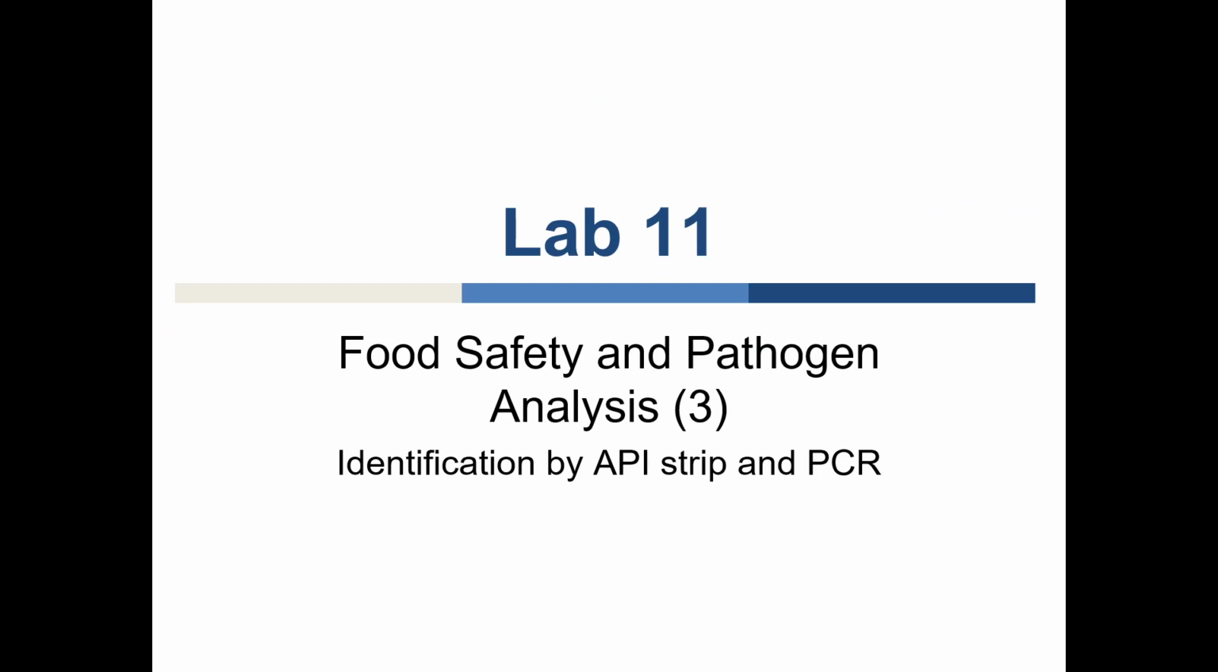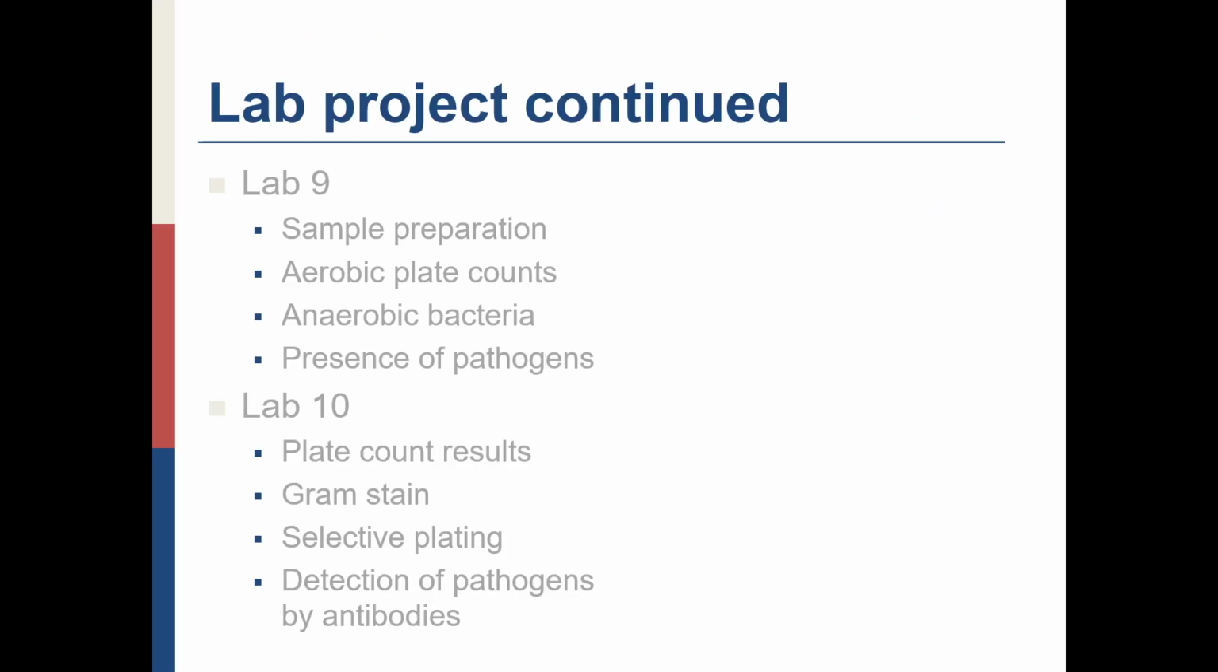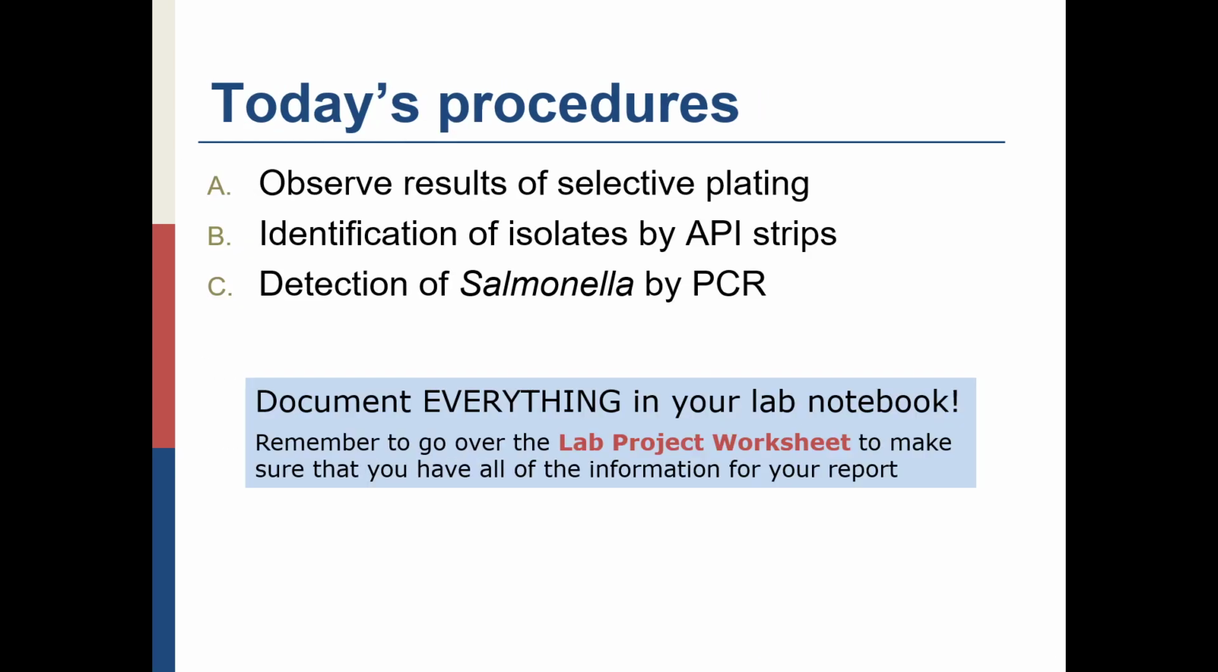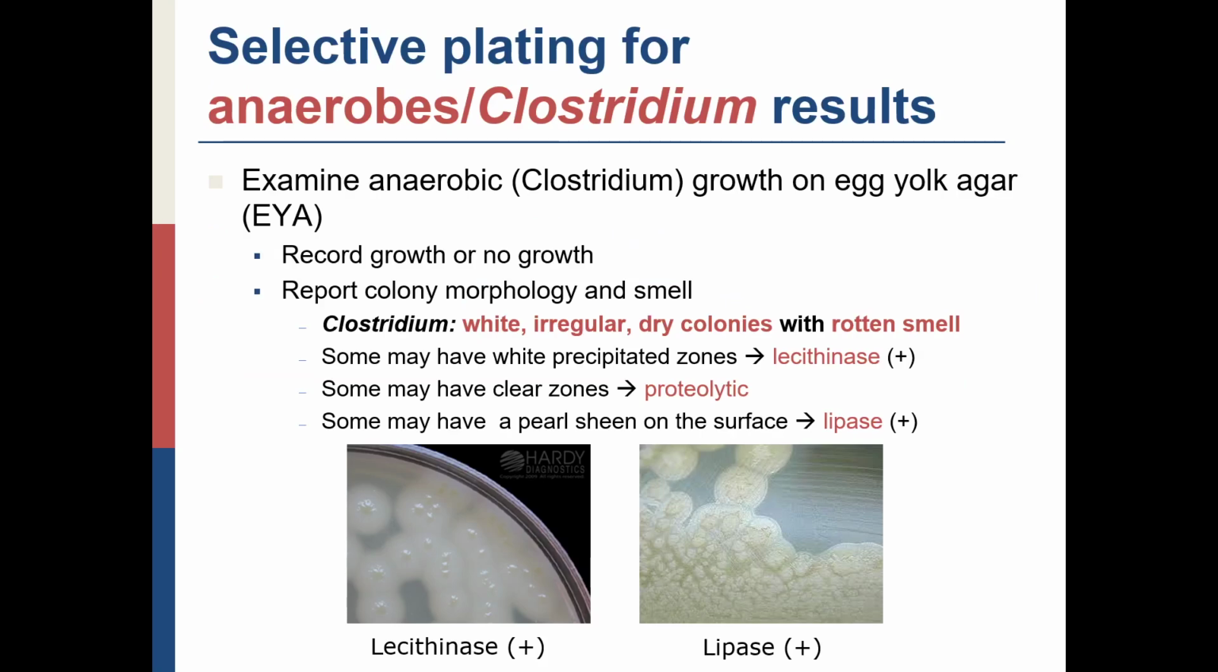Okay, so this next part is going to talk a little bit about API strips and PCR. So part A, we have our selective plating. This would have been using EYA, which is short for egg yolk agar, which is going to be testing for Clostridium growth, the anaerobic growth. On this plate, it's going to allow Clostridium to grow, and when it does, it's going to have white, irregular, dry colonies, and it's going to smell very rotten.